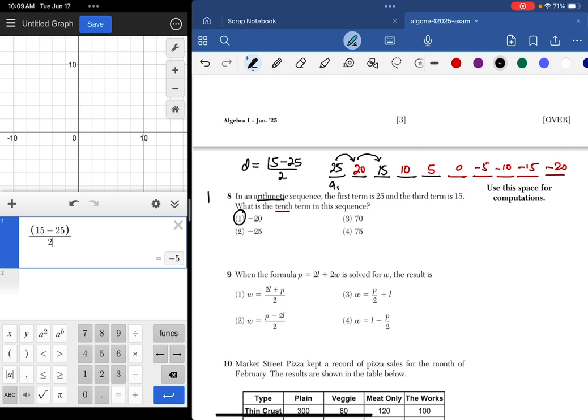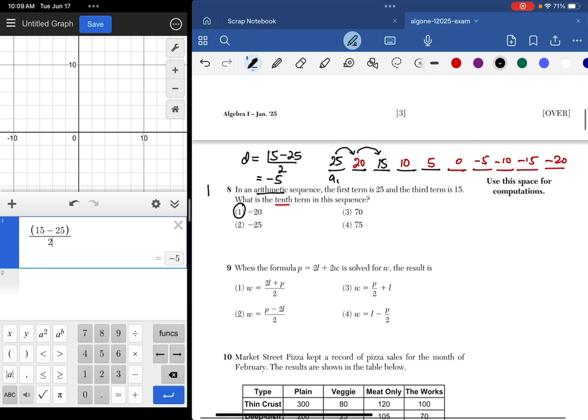All right, so I'd get that -5 that way. I'll just make a little note. And then I'd write my rule, a sub n is equal to a sub 1 plus d times n minus 1. All right, so 25 plus -5 times n minus 1. And you can test it out. If I put in a 1, I get a 25. That's my first value. If I put in a 2, I get a 25 minus 5, which is going to give me a 20, and so on.